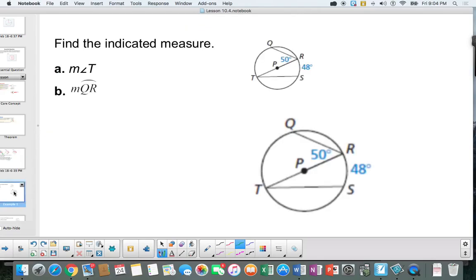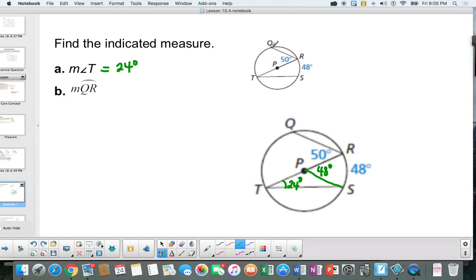Okay, let's go ahead and use that. We want to find angle T. That's this angle right here. Now, remember that this is the central angle. If this is 48, this is 48. And this angle is going to be half of the central angle, or half of this. So this will be 24 degrees. So look at the relationship between central angle and inscribed angle. So this answer is 24 degrees.